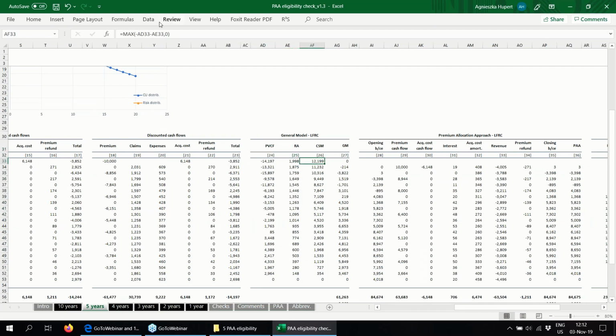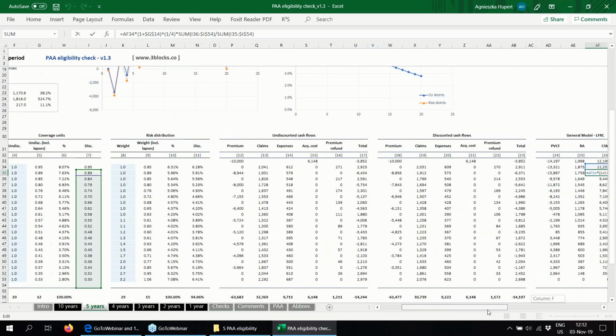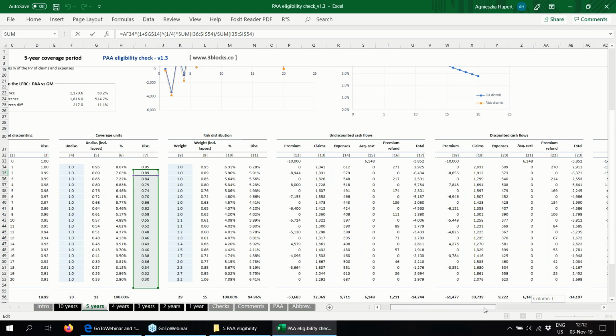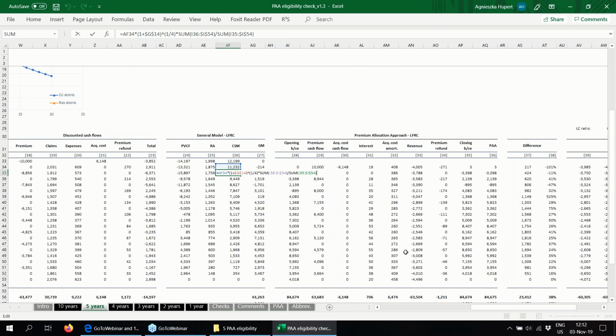The CSM at the beginning is calculated as a difference here, and then the release of CSM is based on the coverage units, discounted coverage units that are provided by the user. So this is a general model projection that's based on discounting of future cash flows.